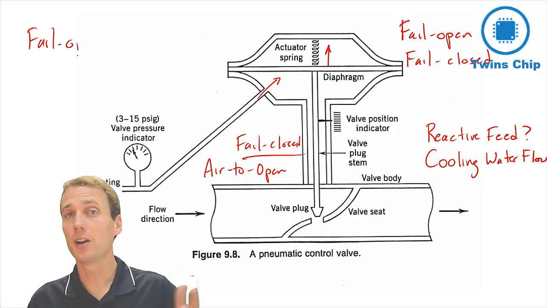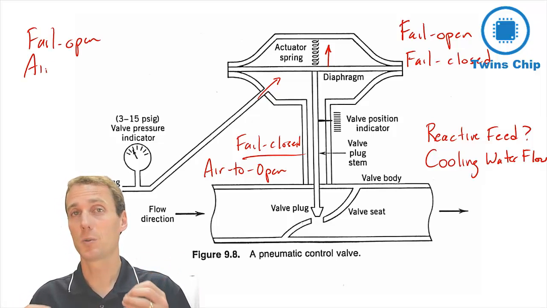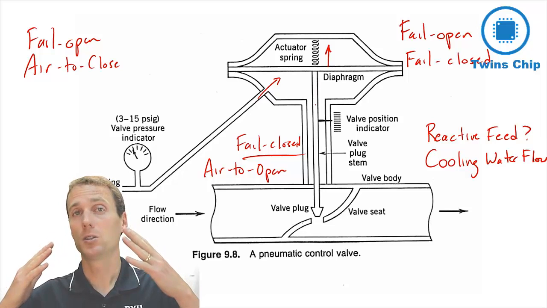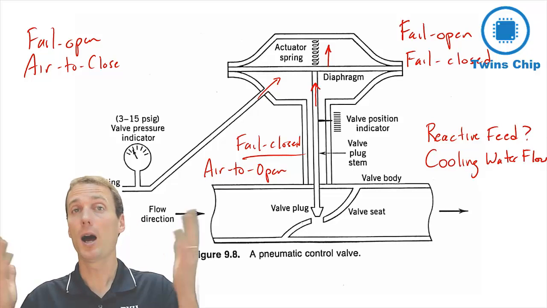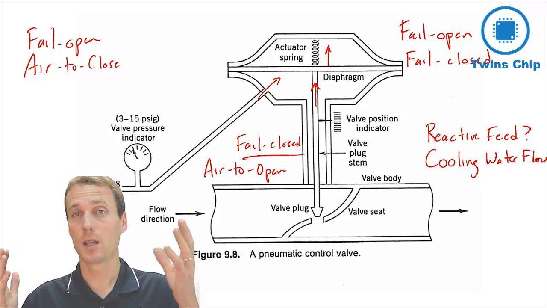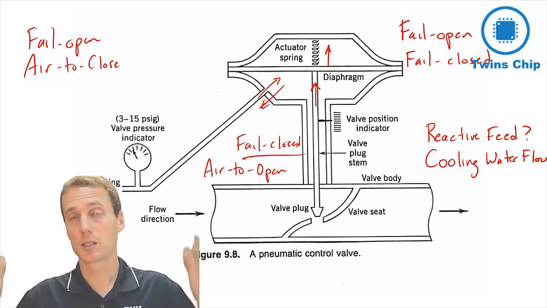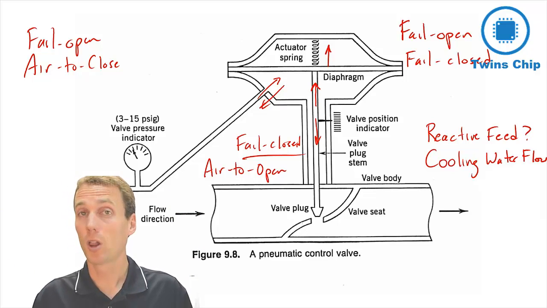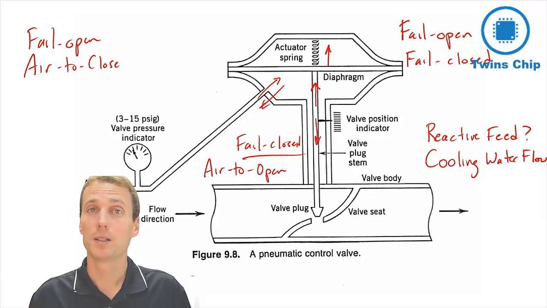There's often a diaphragm. So as we pressurize one side of that diaphragm, it's going to cause the valve stem to, in this case, rise. And then as the air pressure is lost, then the valve stem is going to close. So this valve, for example, is going to be a fail closed or air to open type valve.